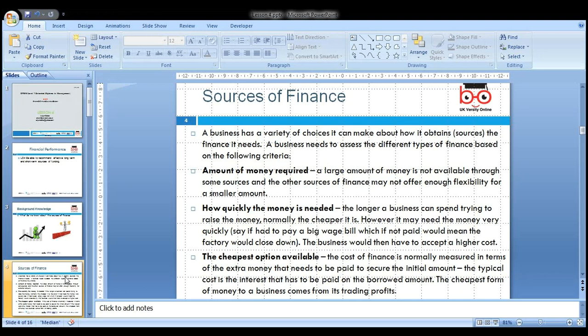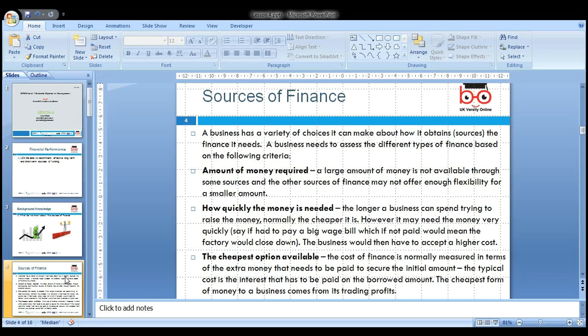The cheapest option available, so we need to look around. The cost of the finance is normally measured in terms of the extra money that needs to be paid on top of the initial amount, and typically the cost is the interest that has to be paid on the borrowed money. The cheapest form of money to the business comes from trading profit. So always you need to ask the questions: the amount of money required, how quickly the money is needed, and whether it is the cheapest option available. So how can we find the cheapest option?